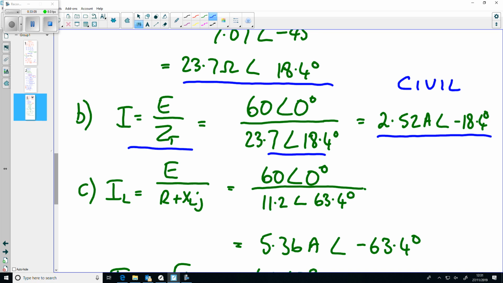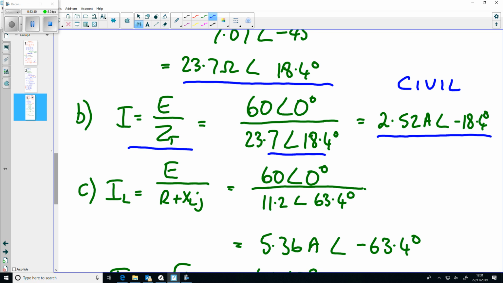CIVIL. The voltage is at 0 degrees. The current's at minus, so it's lagging it. Current lagging voltage, capacitive. No. Oh no. No, after is lagging. Inductive. Overall inductive.